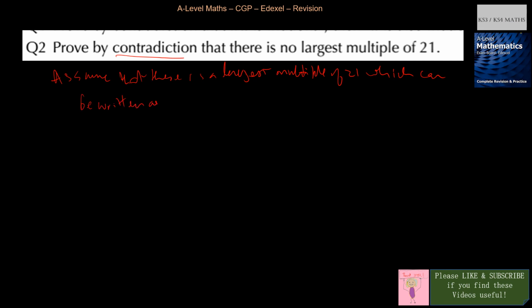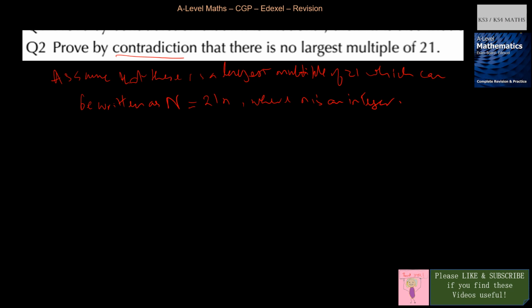So what I have to do is assume, by contradiction, that there is a largest multiple of 21, which can be written as n. Because it is a multiple of 21, it equals 21n, where n is an integer.